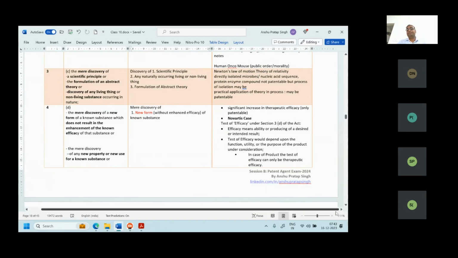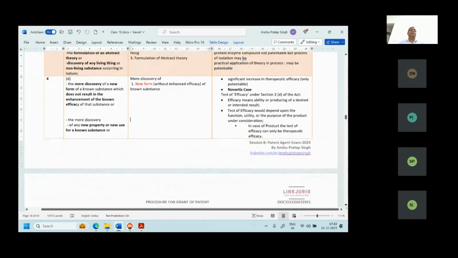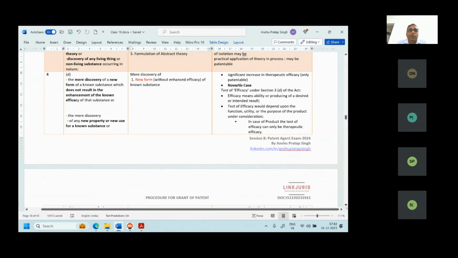Okay. Now comes mere discovery of a new form. So section 3D, yeah, it has also been notorious. It is also notorious as a third dimension of the Indian Patent Act. The 3D talks about how mere discovery of a new form of a known substance will not be considered as an invention. Similarly, mere discovery of a new property or new use of a known substance. So form, property or use of a known substance is not patentable.